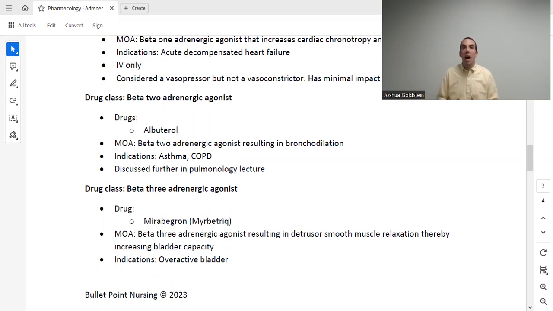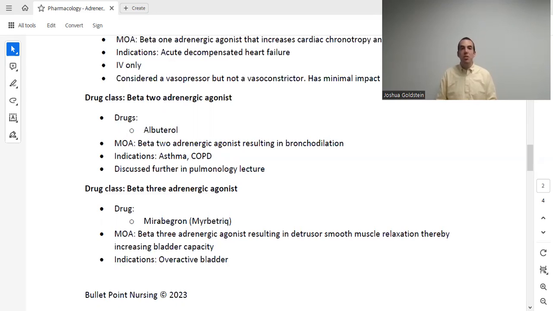This class of drugs are IV only. These are really powerful agents. These are not given for just anything. These are given when we absolutely must increase the patient's cardiac output. We must give that heart a kick in the pants so that it starts beating harder for whatever's going on with the patient. And we'll talk more about it in a few minutes.